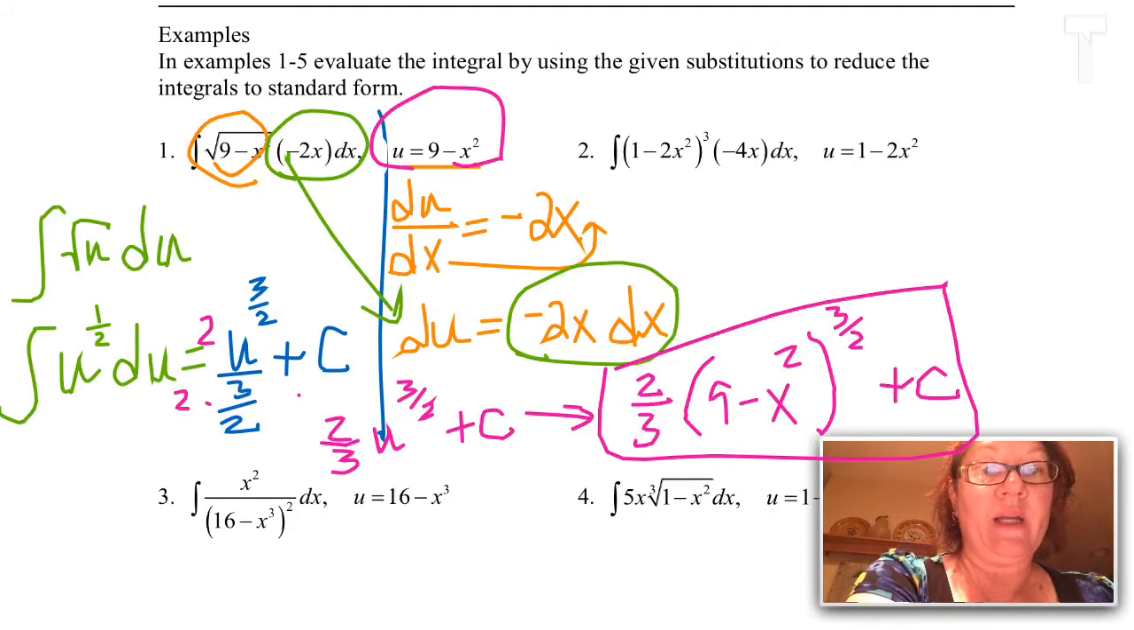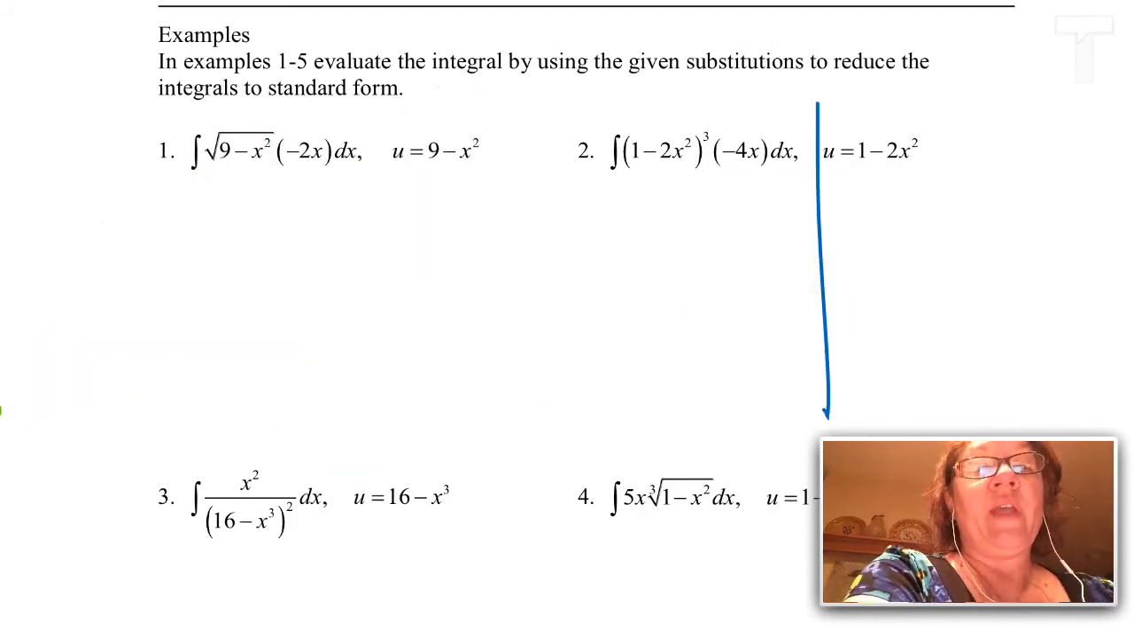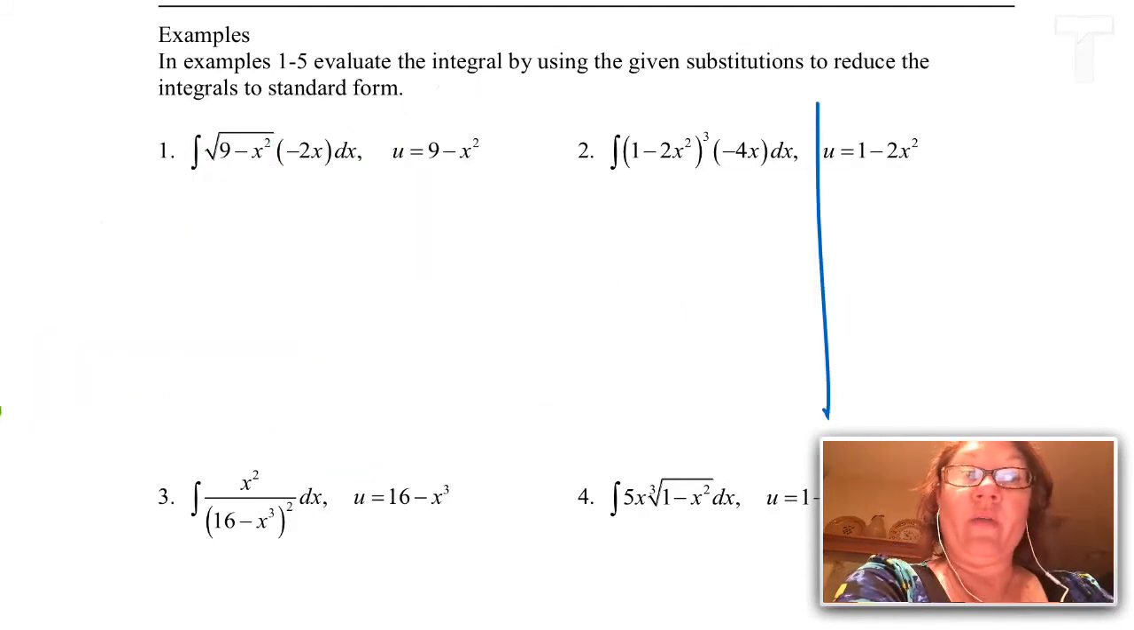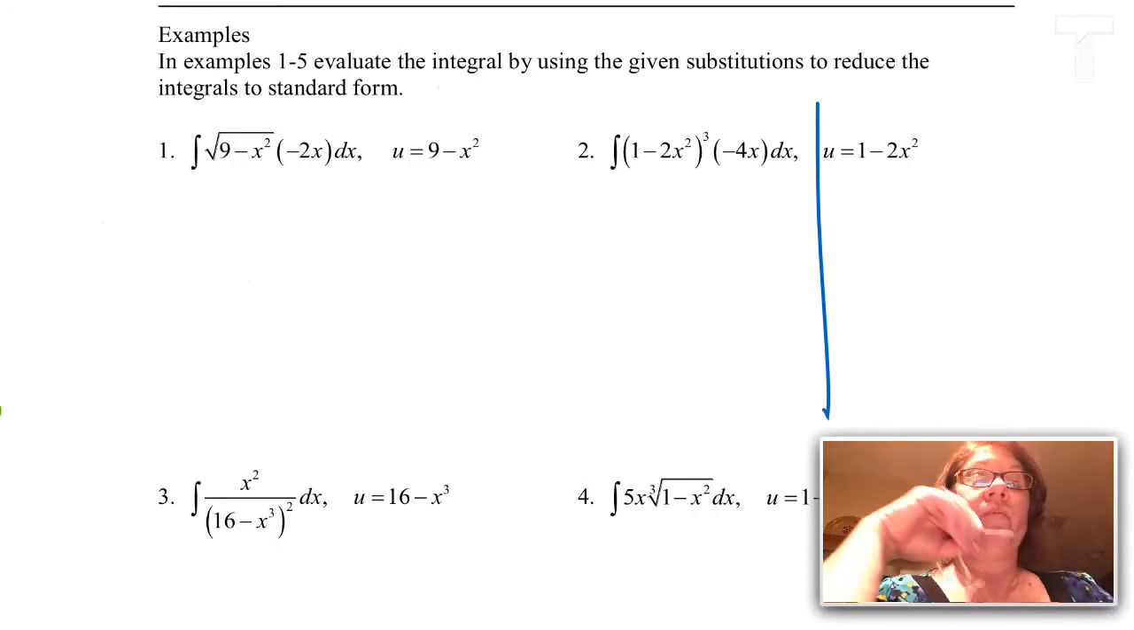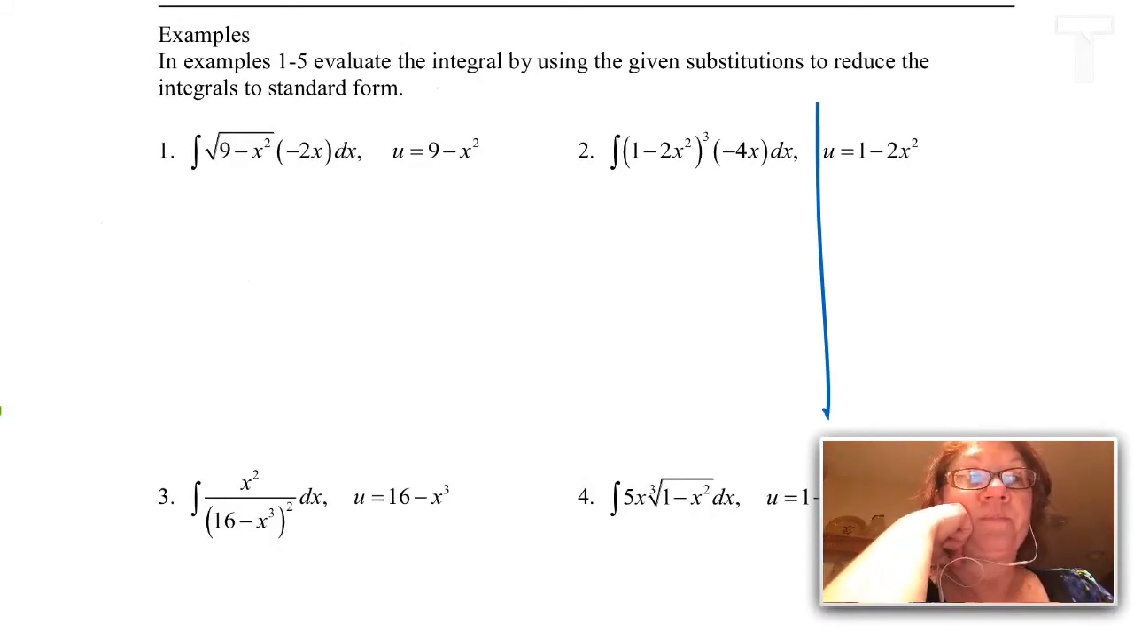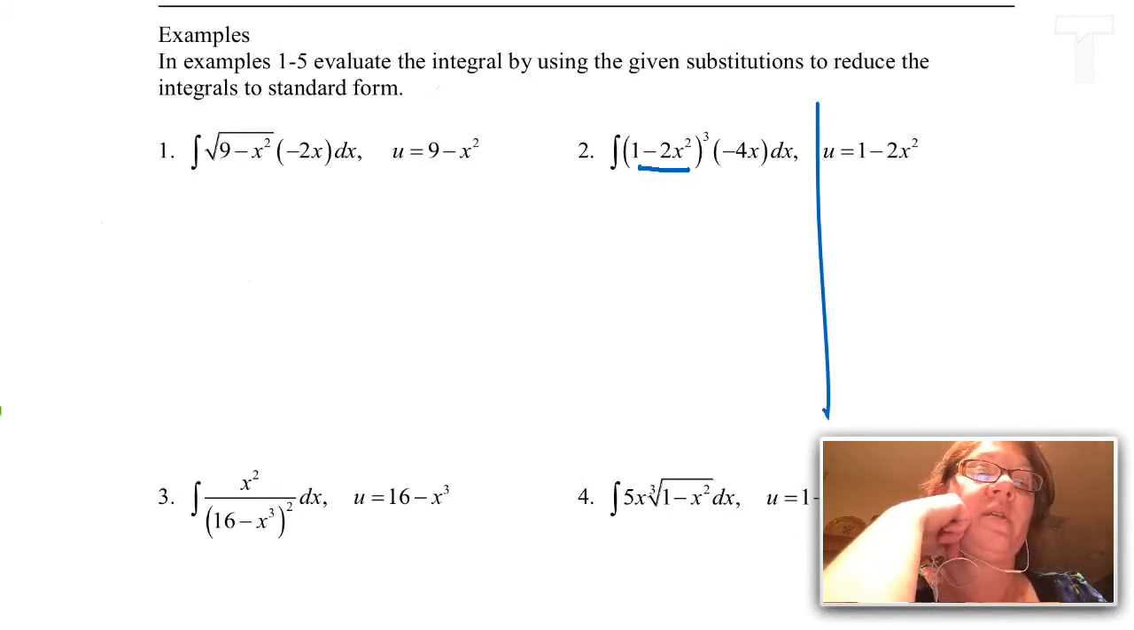That wasn't so bad. Let's do another one. So again, on this one, oh, by the way, I'm experimenting to see if the microphone helps. On this one, they already told me the substitution to make, but I could have seen that because I have a parentheses that's being powered. And so if I don't want to have to multiply that all out, then I'm going to try a u substitution and see if that makes the process easier.